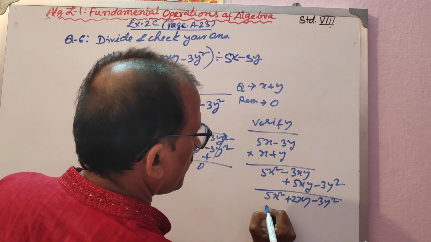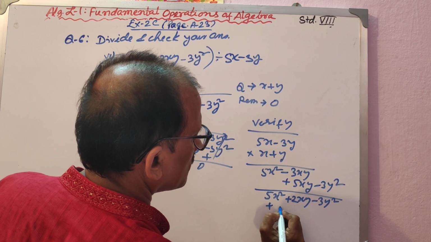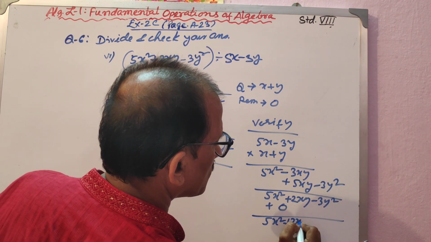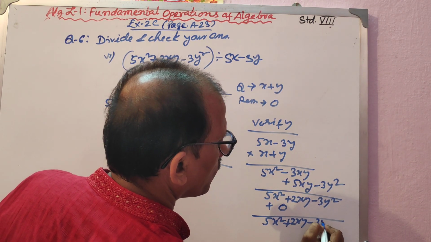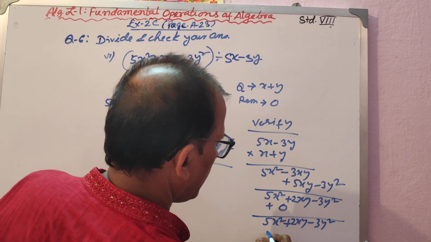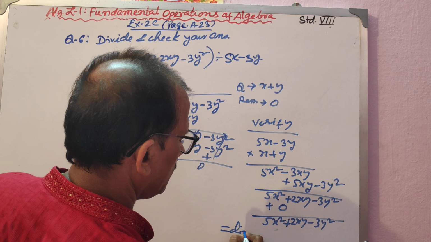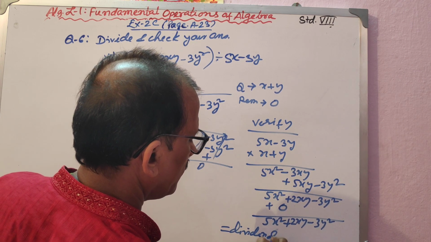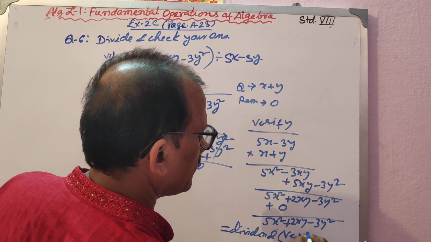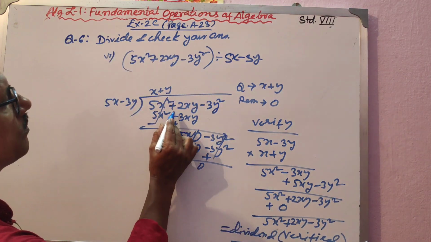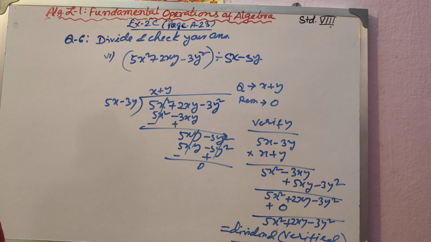And if you add remainder 0, then also it will come 5x square plus 2xy minus 3y square. Verify it. It is equal to the dividend. You write down, is equal to dividend. So your answer is correct, which is equal to the dividend. You just check. So this way you are supposed to solve this. Could you understand? I will do one trinomial divisor in the next video.